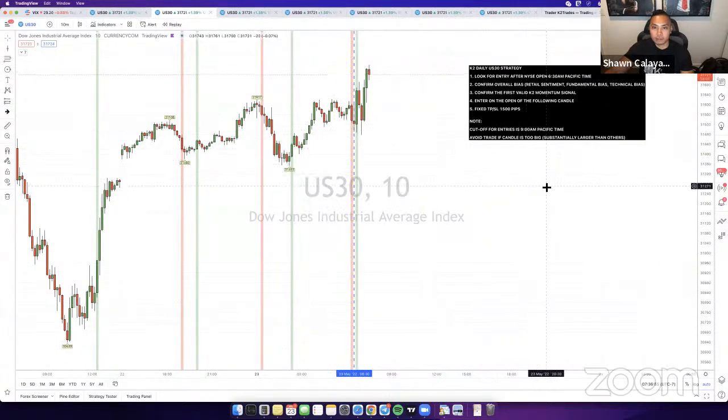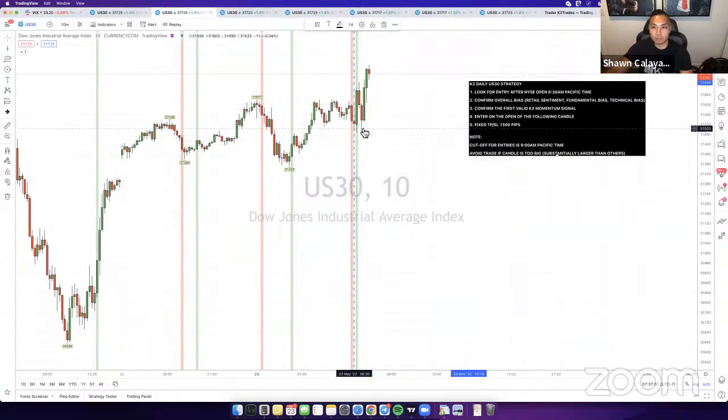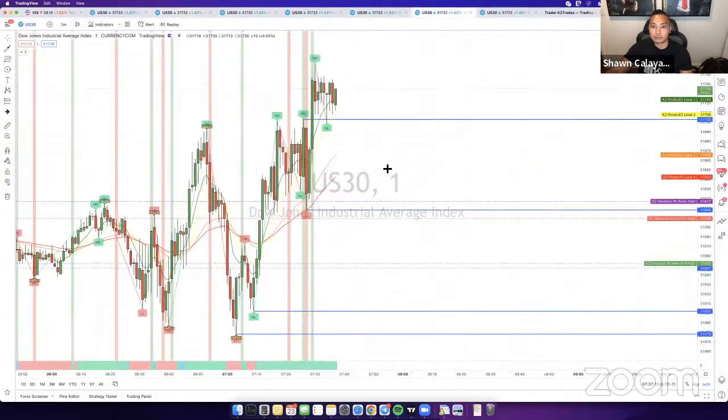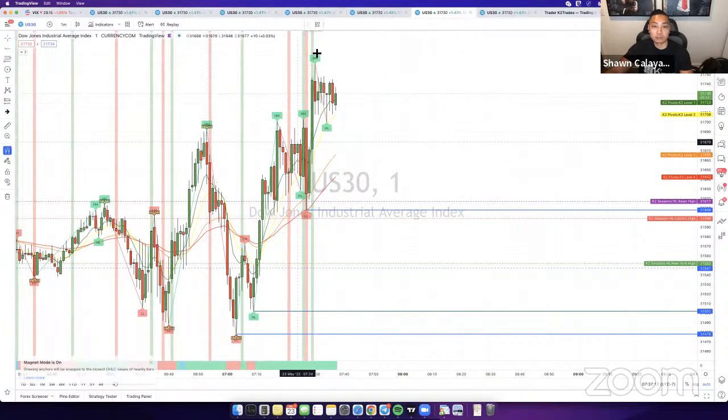The same requirements apply here for the daily entry. You're looking for an entry after market open, and you're confirming the overall bias. There was no overall bias, so I wouldn't have taken this trade regardless, and this one right here wouldn't have played out. That's why the bias is really important that you guys follow it, because if you don't, you can get caught on the wrong side of the market.